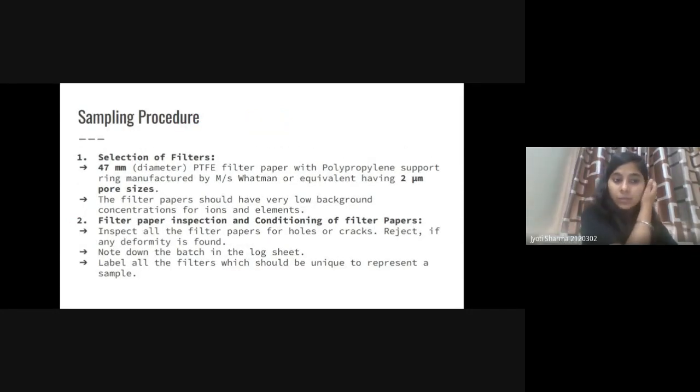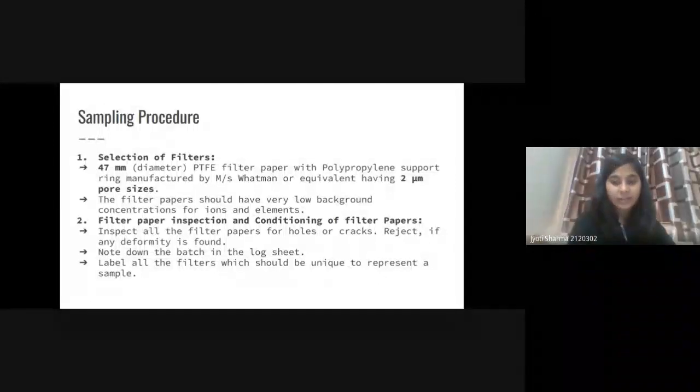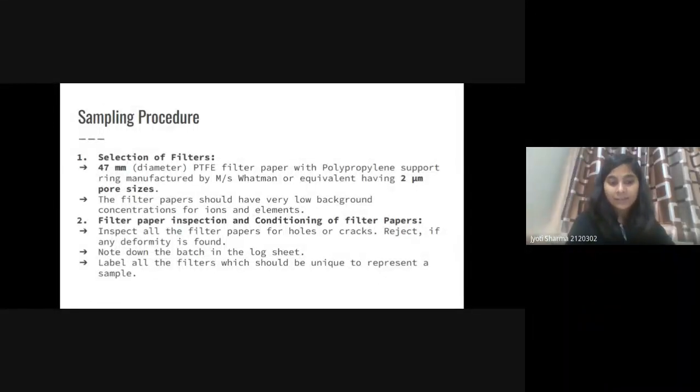Okay, so this is the sampling procedure. If you can see, firstly, we are taking the filter paper that has a diameter of 47 mm and a pore size of 2 micrometer. The filter paper is made of PTFE. Then we do the conditioning of it, and if there is any hole in that filter paper, you have to reject it, otherwise it can give you a biased result.